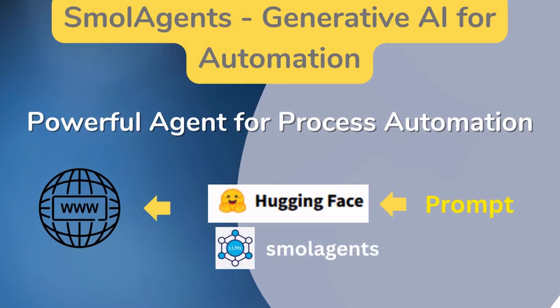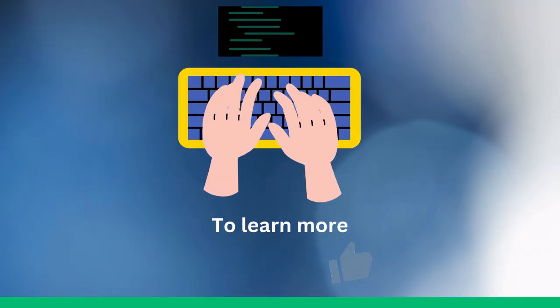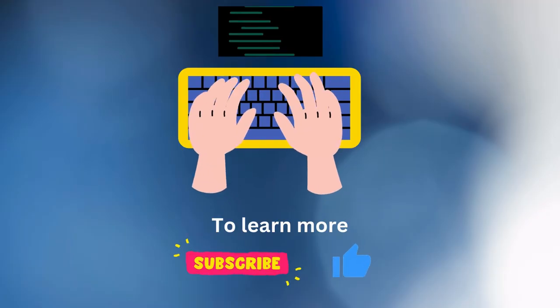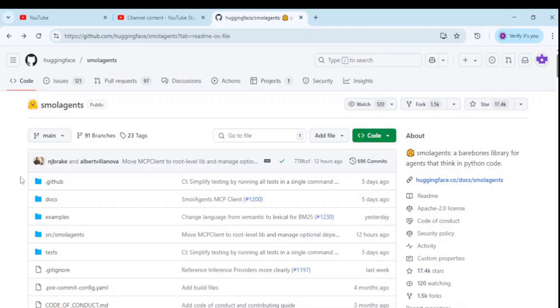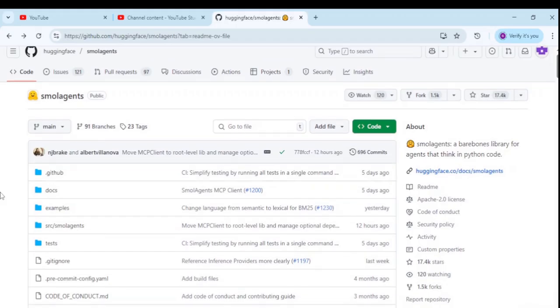Welcome to this series where we are exploring business process automation with Gen AI. This is another agent library, the smolagents library by Hugging Face. Through this one, we can do a lot of business process automation as well as browser automation.